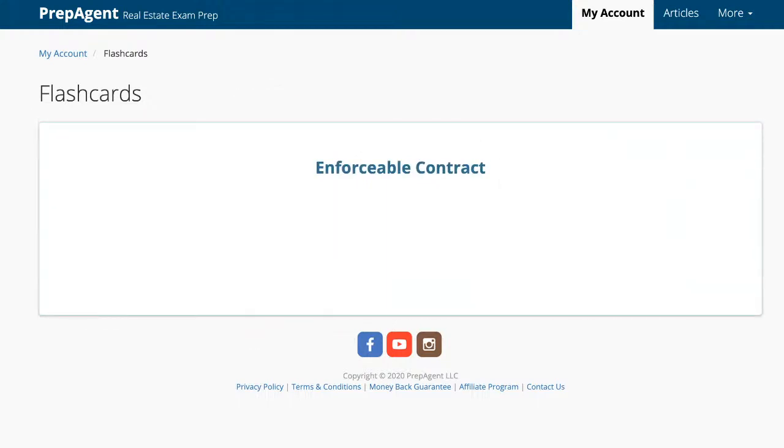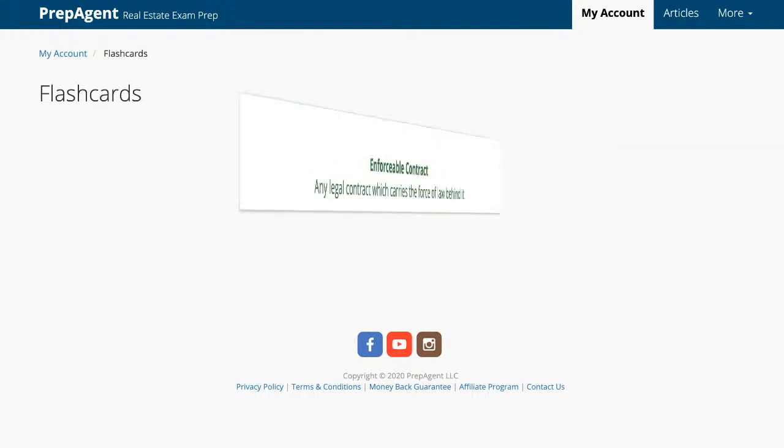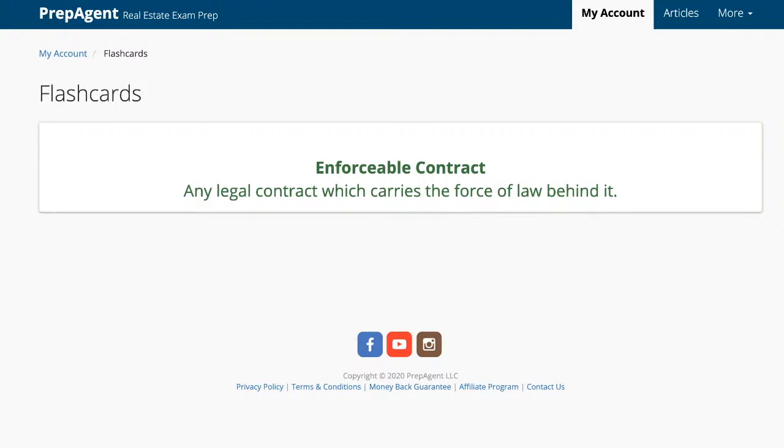An enforceable contract. What has to be had for an enforceable contract? A lot of you guys are naming the 4 essentials of a contract. What are the 4 essentials of a valid contract? Mutual consent, consideration, lawful object, and capable parties. Without one of those 4 essentials, it's not a contract.